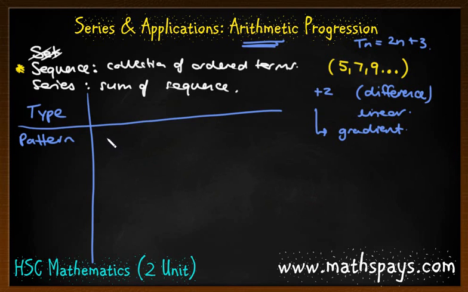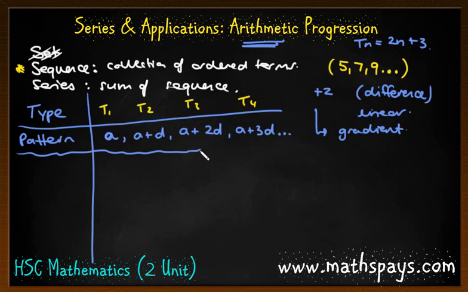Remember I said I want to come up with a bit more formalized versions of this. So the first term we're going to call A. Then for the second term, we add on that difference, so let's call that A plus D. The third term we're going to have A plus 2D. The fourth term would be A plus 3D, etc. So we have our first term, our second term, our third term, and our fourth term. That was what our actual pattern was going to be.